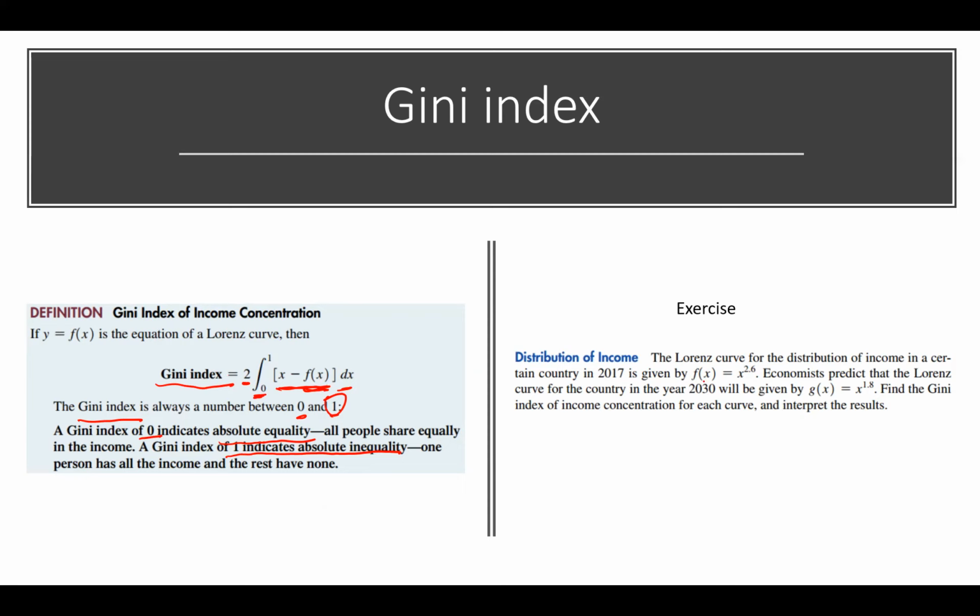Okay, so let's look at an exercise. In this case, we have f of x equals x to the power of 2.6 in 2017. And then the target prediction by 2030 is that this function would be x to the power of 1.8. So basically we need to find the income concentration of each curve, so just plug in, do the evaluation twice, and then compare the results.